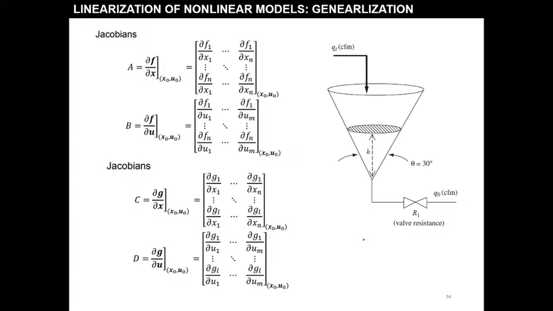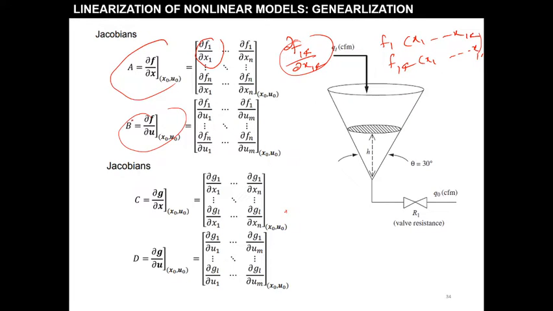So you have to find del f1 upon del x1, and it goes up to del f14 upon del x14. So you have equations f1 to f14, and variables x1 to x14. So you have to determine this Jacobian matrix, A and B. It becomes difficult using this technique.